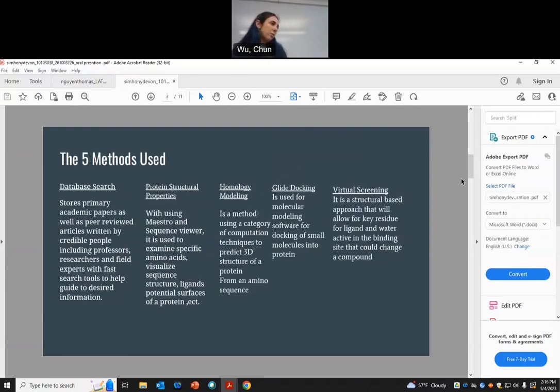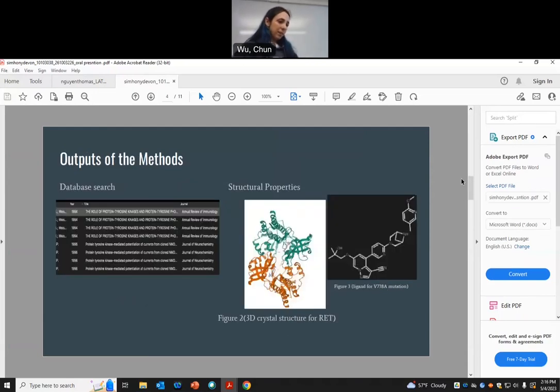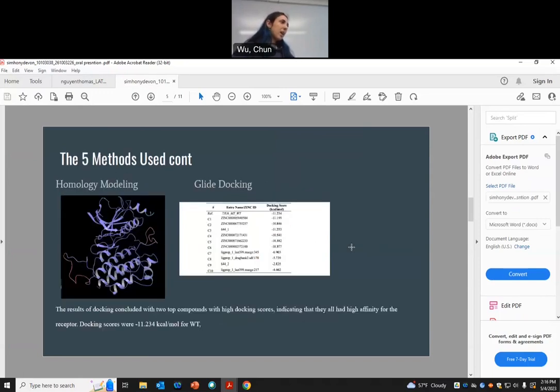So the 5 methods used were the database search, the protein structure properties, the homology modeling and Glide docking, and virtual screening. I just talked briefly about what goes on, and these were the outputs. So these were the outputs for the database, the structural property, which is a 3D crystal structure of the RET, and figure 3 is a ligand for the V738A mutation.